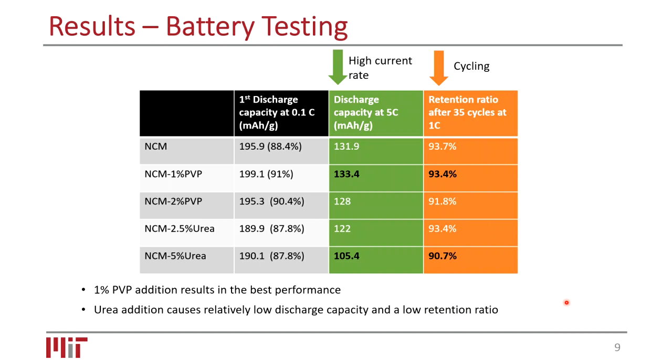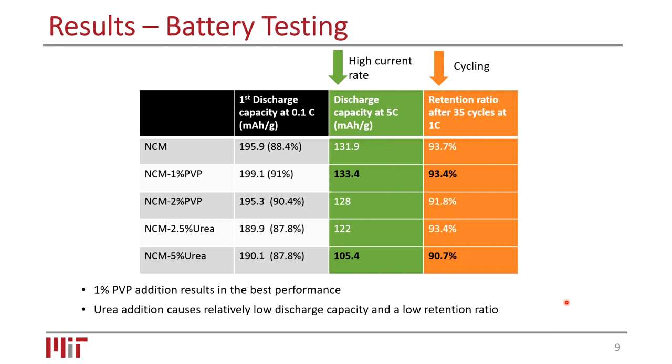For the discharge capacity at a higher rate of 5C, we can notice a similar trend to the one at 0.1C. That is, when we add 1% PVP, the discharge capacity increased. However, when we add more, the capacity decreased, and we notice relatively low discharge capacity for the one with the urea addition. Then let's take a look at the cycling performance.